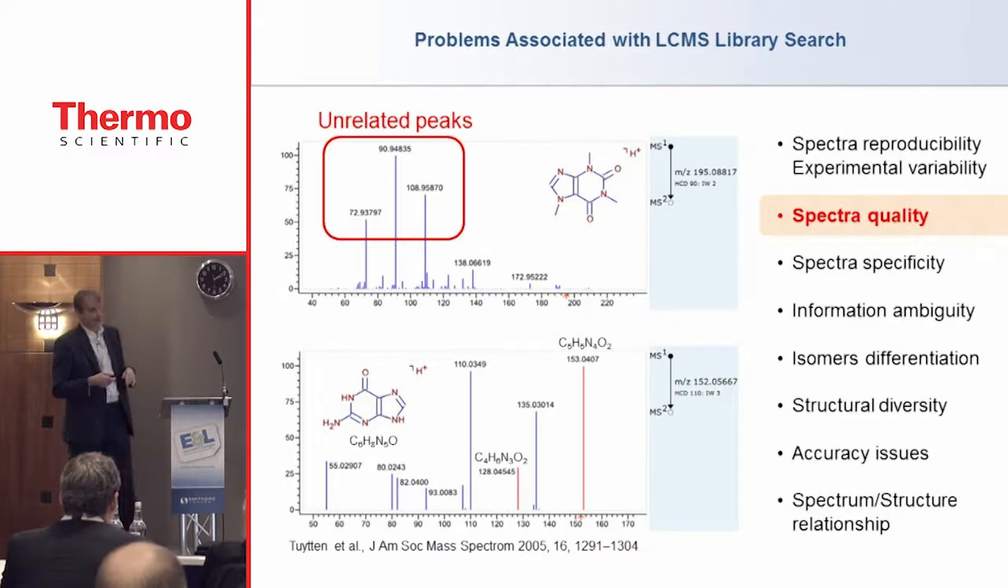Another problem is the spectra quality. In LC-MS, you have all kinds of impurities, adducts, coeluting peaks. It's not easy to get a clean spectrum, so we have to either filter the spectra or take other measures to clean up the spectrum. Because you can see those spectra will never be recognized as coming from the same compounds.